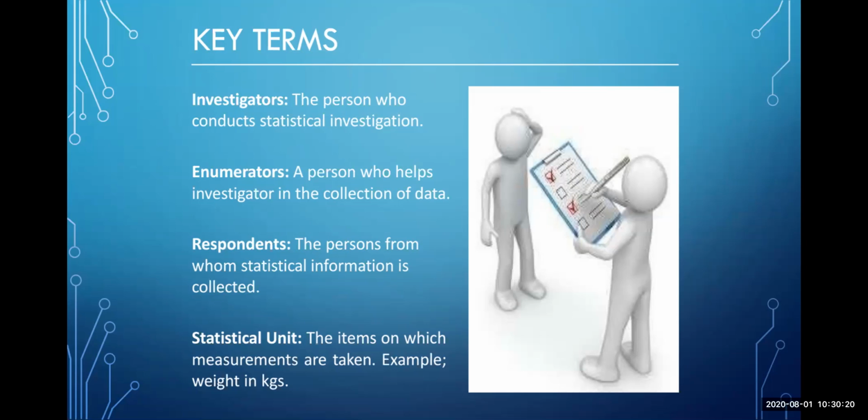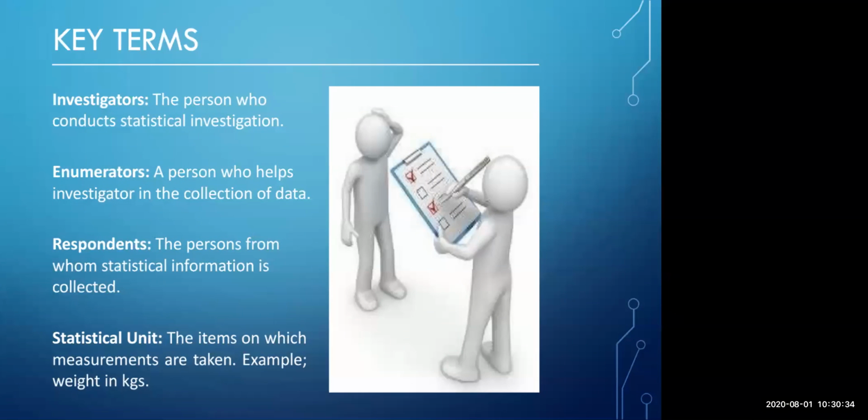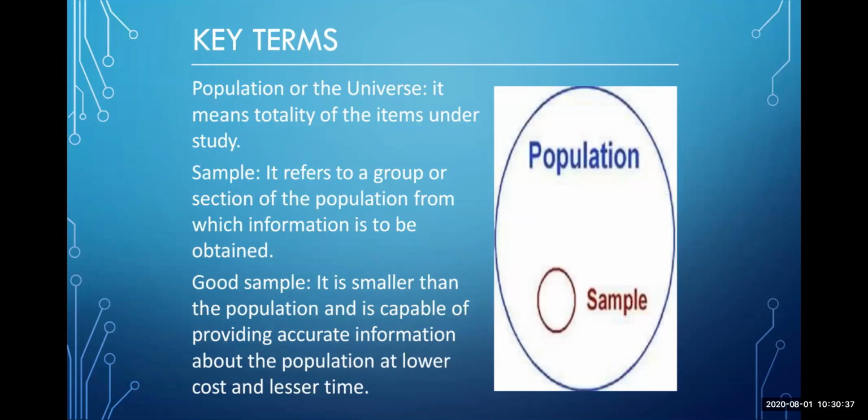Next we have statistical unit. Now the items on which measurements are taken are called statistical unit. Like, let's say for example, in kgs or in grams, that is statistical unit. And when we talk about population or the universe, it means the totality of items under the study. Like in the diagram, you can see the whole population, but I cannot do the survey of the whole population. So sample means it refers to a group or section of the population from which information is to be obtained.